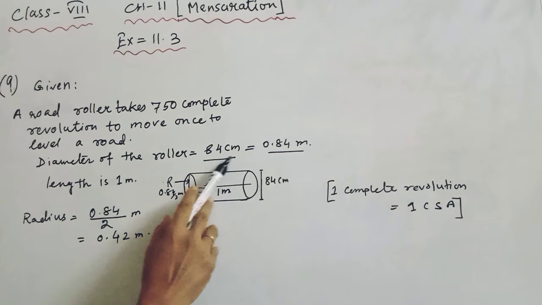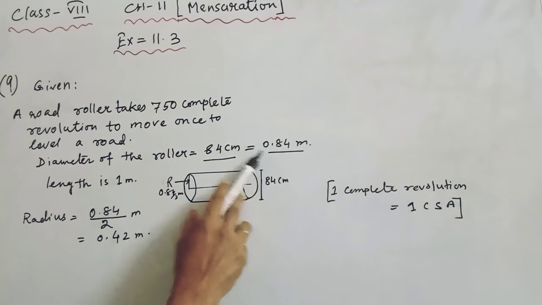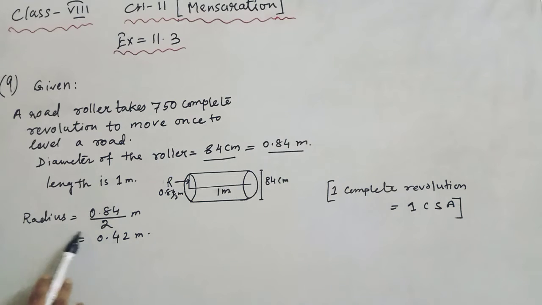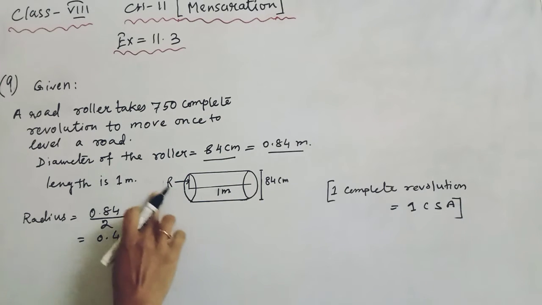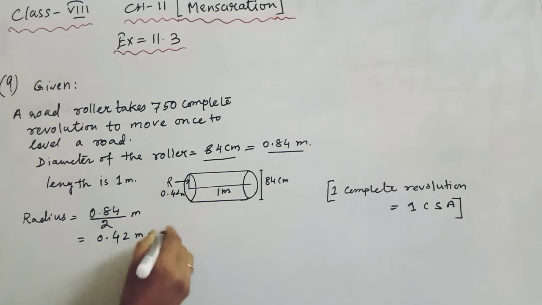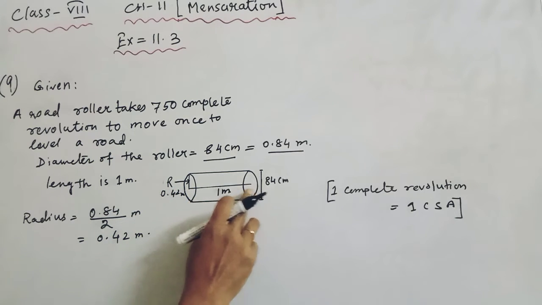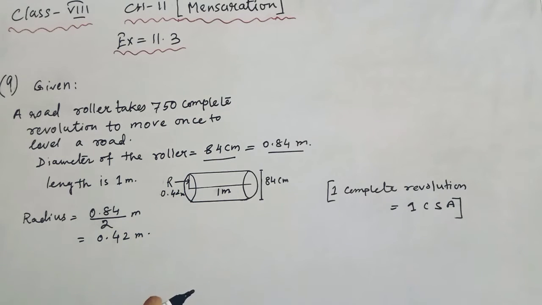It is 84 centimeter. We are converting it into meter, 0.84 meter diameter. So the radius will be 0.42, dividing it by 2. So we are writing here radius is equal to 0.42 meter. And the length of the road roller, which we will consider as the height of the cylinder, is 1 meter.